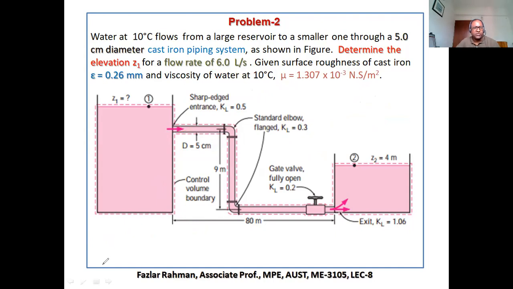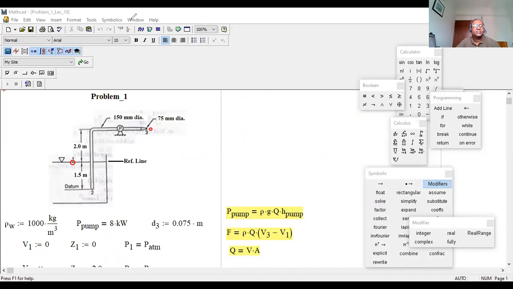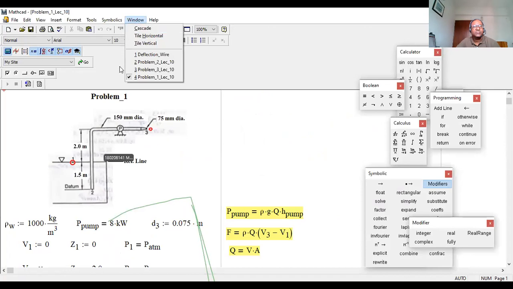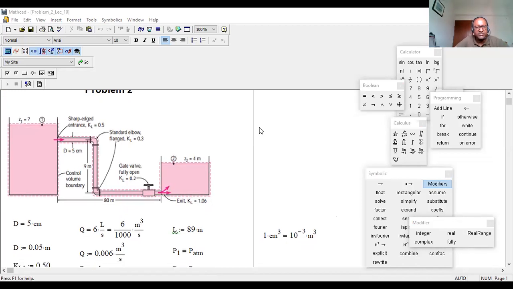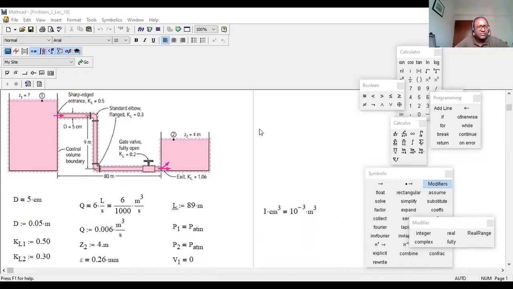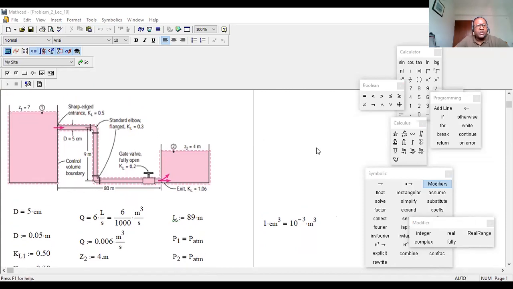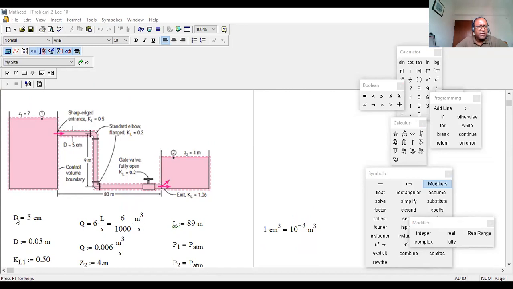I need to go through the MathCAD file. One second. Okay. Did you see the problem? Problem 2? Hello? Yes, sir. Okay.